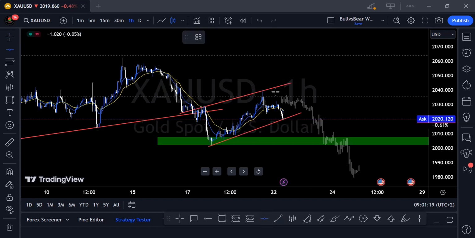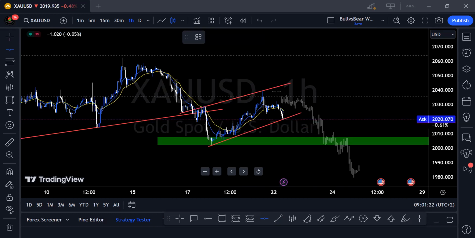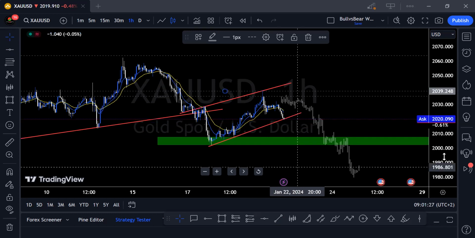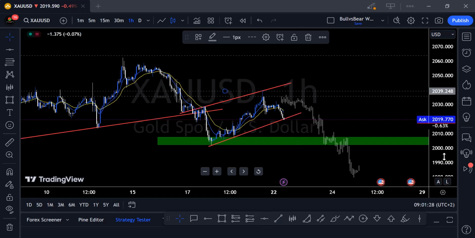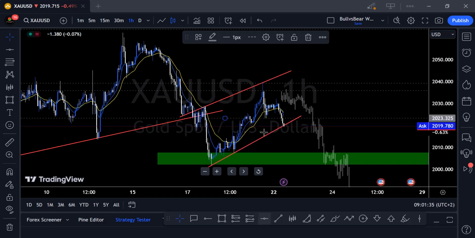Impulse and correction. Guys, I'll have to pay for Zoom today because this thing of Zoom that ends in no time, it will disturb us. Okay, so this is it.